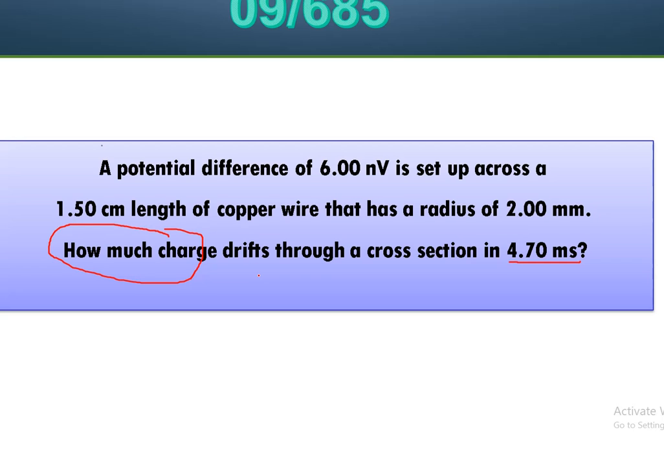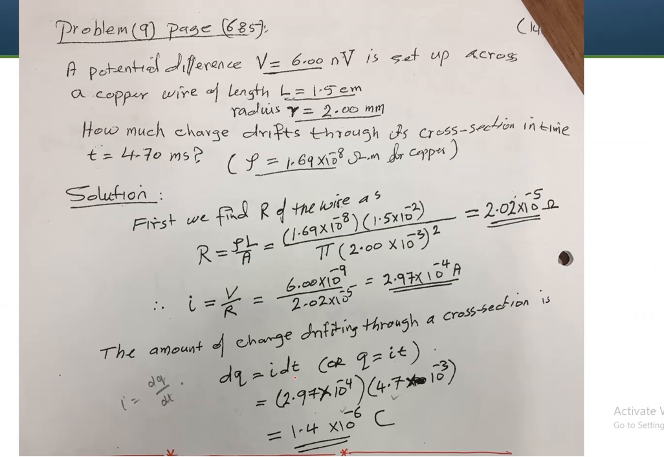So we don't need to find the drift speed. How much charge will drift through the wire in this time? The wire's dimensions are given and the potential difference is given. It's a very direct question, so you can easily solve it. So the formula is, we have to find the Q value.